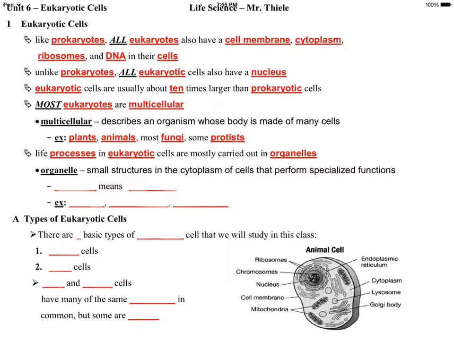So life processes in eukaryotic cells are mostly carried out in structures called organelles. An organelle is a small structure. The word actually means little organ. These are small structures contained within the cytoplasm of eukaryotic cells primarily, and they perform specialized functions. They function essentially like organs function in our body. Some examples of organelles are the nucleus, which I've already mentioned, and also mitochondria and chloroplasts, which we'll talk about more specifically a little later in this unit.